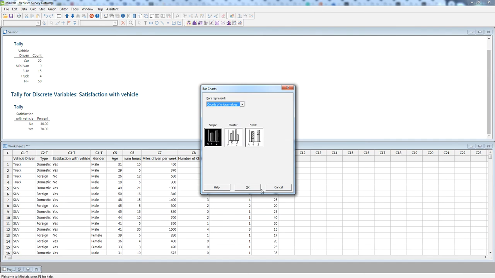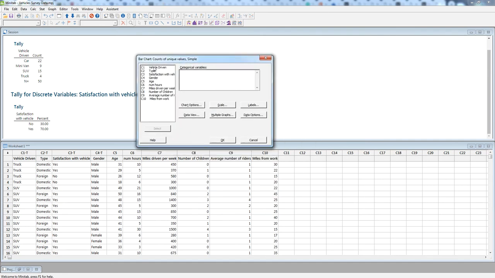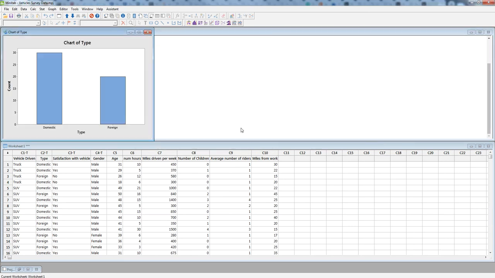Yay. So I'm going to do counts of unique values. I'm not going to cluster or stack anything for this first one. And let's throw domestic in there and foreign, so type. And hit OK, because I'm not going to mess with anything else on this one for now. Oh, it's so cute. So it turns out I have more domestic vehicles than foreign vehicles, although they're not that far apart. So that's interesting.